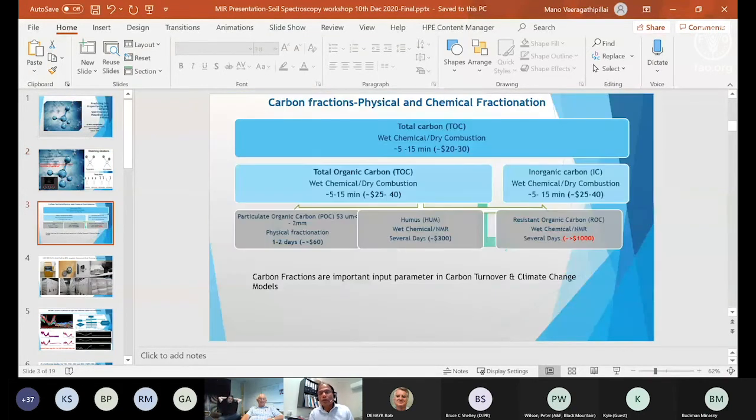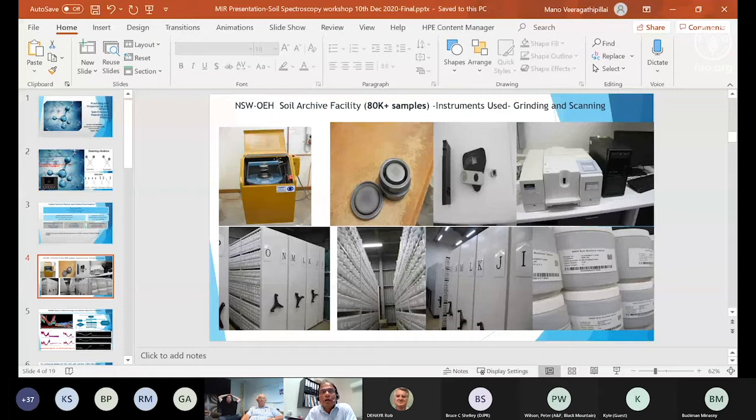So why did we start with this one? From our laboratory's point of view, we were involved in the CSIRO project on carbon fractionation. As you can see, the carbon fractionation for the resistant organic carbon costs more than $1,000. So CSIRO developed the carbon fractionation with the MIR to see whether they could reduce the cost. We are based in the Yanco Soils Lab, where we have more than 80,000 samples. Each sample is archived and associated data is stored. We use some of the samples from the archive, use the puck mill to grind them, and a Perkin-Elmer Spectrum One to scan the mid-infrared spectra.